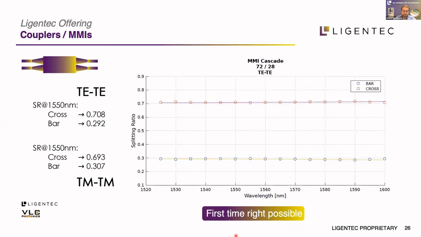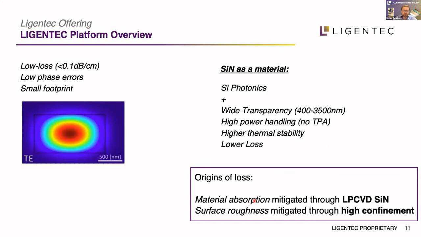So yes, the losses. Losses are directly related with the quality factor. The material absorption is mitigated, since we are using LPCVD silicon nitride, and then of course every impurity that you might have either in the nitride or in the surrounding oxide will affect the losses and the Q factor. And we are working to get the Q even higher, even though at the moment, as a commercially available platform, this is one of the best Qs that we get.